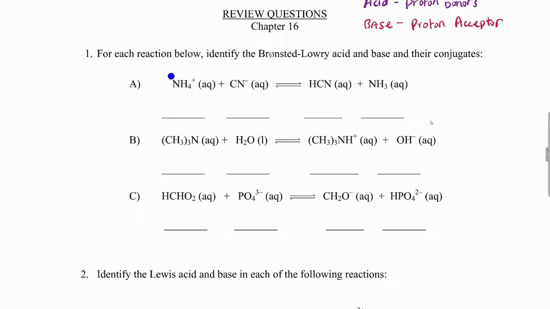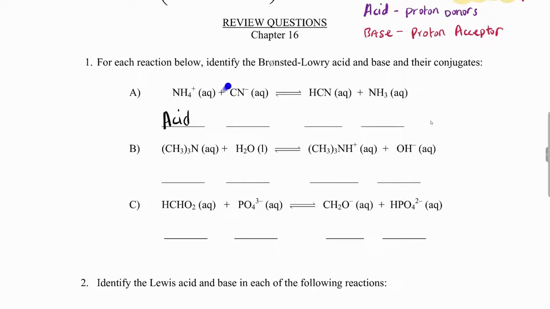On the left side, we see that NH4+ has 4 hydrogens, and on the right, the ammonia has 1 less. So from left to right, we have donated a proton. This on the left side would be our acid. Let's look at the flip side. We see CN- had no hydrogen, and now on the right side, it has gained a hydrogen. So it acted as a proton acceptor in this reaction. Therefore, this is our base.